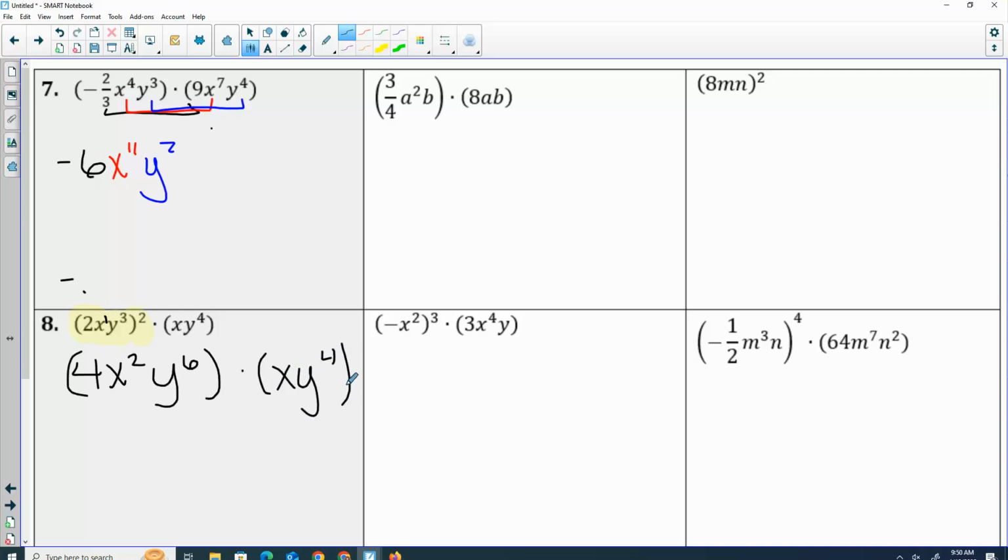Order of operations, we have to do exponents before we multiply things together. So I took my square through. Now, we can multiply these things. This is just a coefficient of 1. So you multiply your numbers. 4 times 1 is 4. We multiply the x's. X squared times x to the first would be x to the 3rd. We multiply our y's. Y to the 6th times y to the 4th would be y to the 10th.